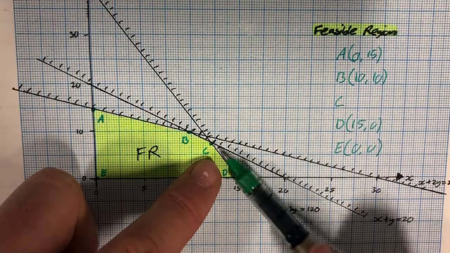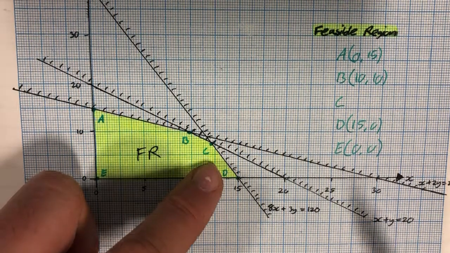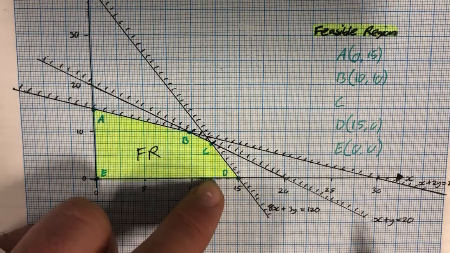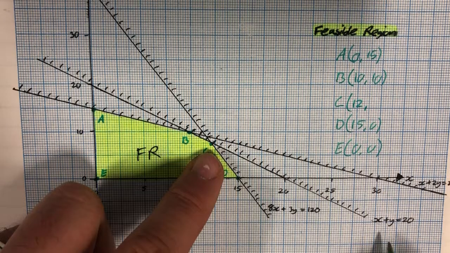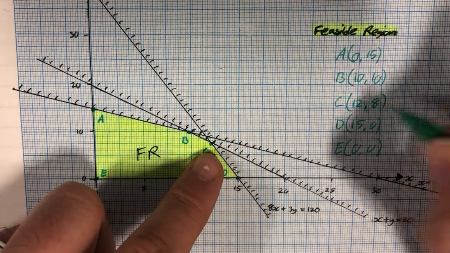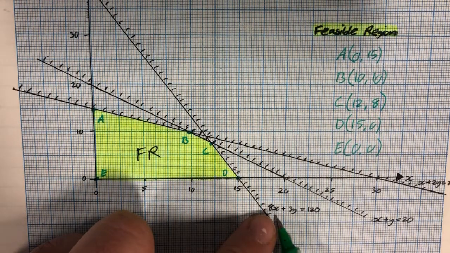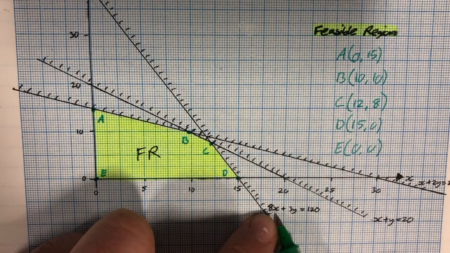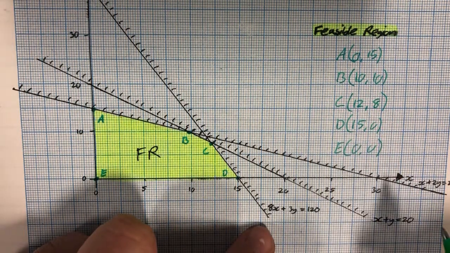C, now that's going to be the intersection of these two lines. To solve these simultaneously, I'm going to do that, subtract 3 times that, to get rid of my y's. So that's going to leave me with 5x is equal to 60, so therefore x must equal 12. Yeah, that looks about right on my graph. So x is 12, and y therefore would be 8. 12 plus 8 is 20. 12 times 8 is 96, plus the 24 gives you the 120. So yes, C is the point 12, 8.